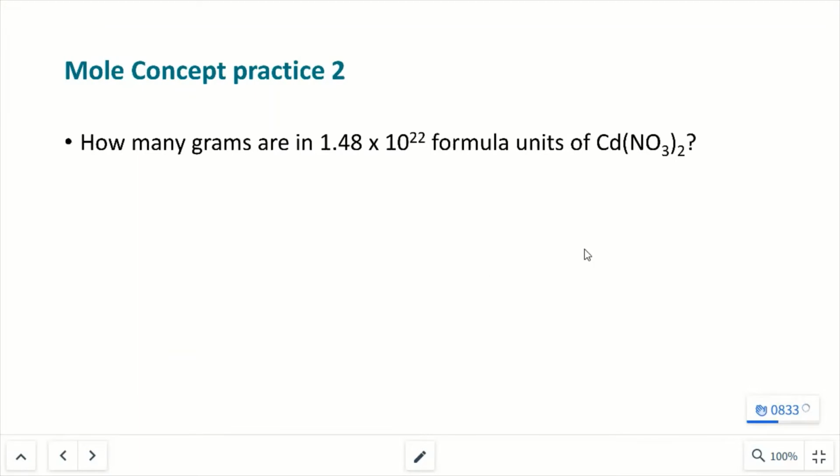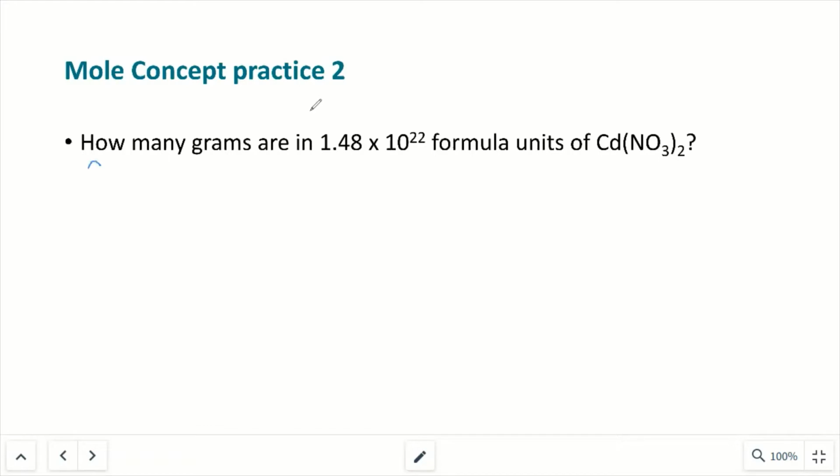How many grams are in 1.48 times 10 to the 22nd formula units of cadmium nitrate? All right, so this is another type of conversion problem. It can give you a little bit of issue if you're not careful. But again, the first thing that you should do is sketch out your plan. Sketch out what steps you need to do the calculation itself.